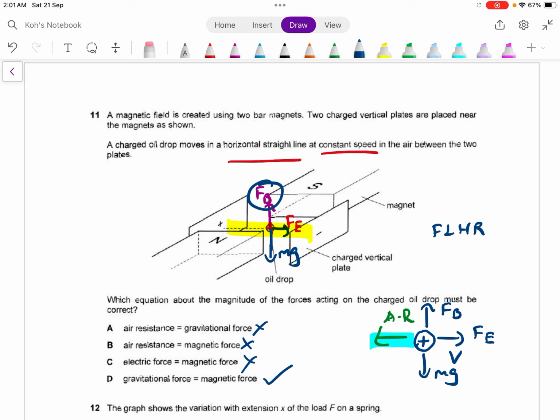So the best option will be D. You can see in D, the gravitational force is equal to the magnetic force, because the drop is not moving up or down. So yeah, that's how we do this question.